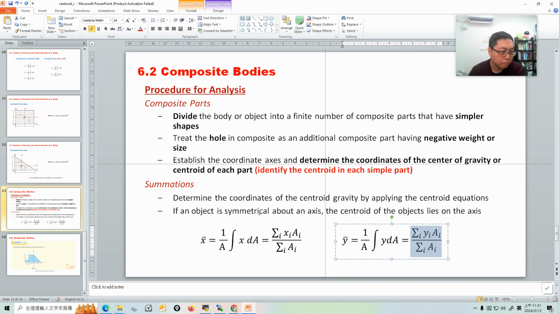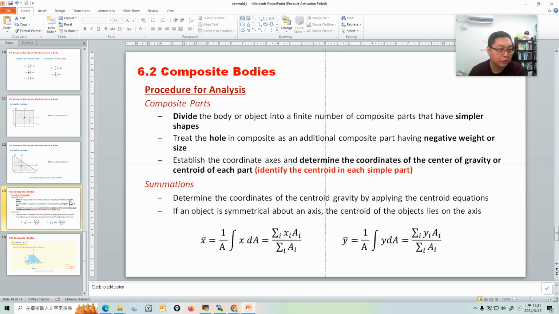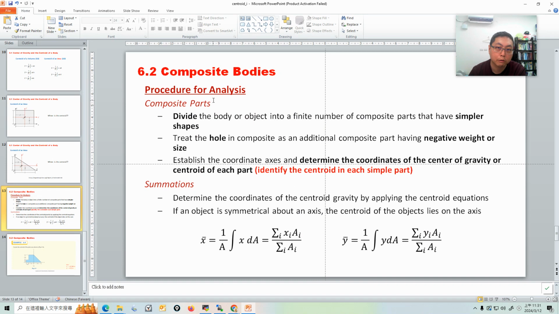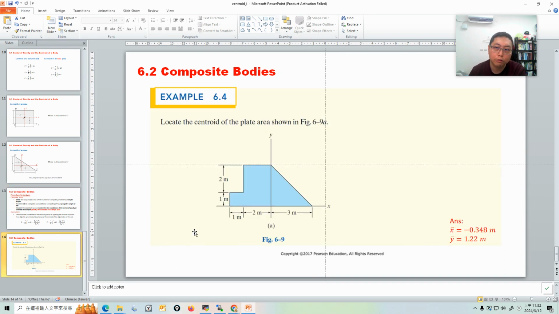Okay, so we'll start example 6.4. Locate the centroid of this blue area. Let's start with this. First of all, this is a very complicated shape. Remember, when you face a complicated shape, first divide your shape into simpler parts or simpler shapes. For this problem, what I can do is divide like this.